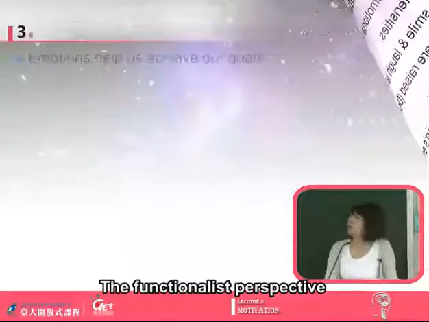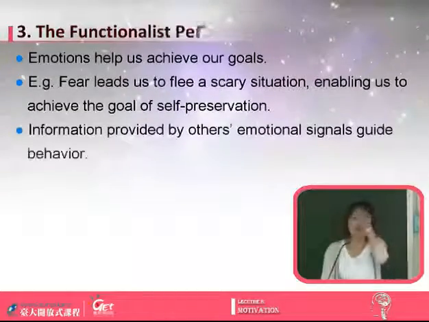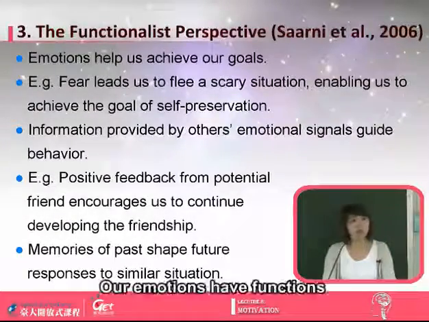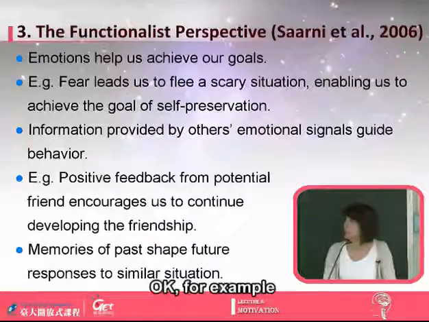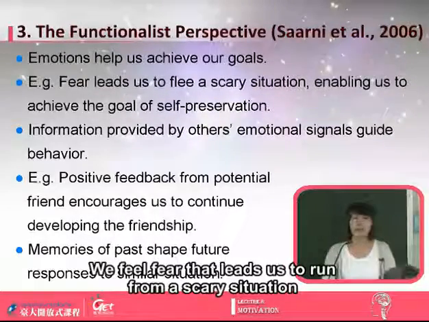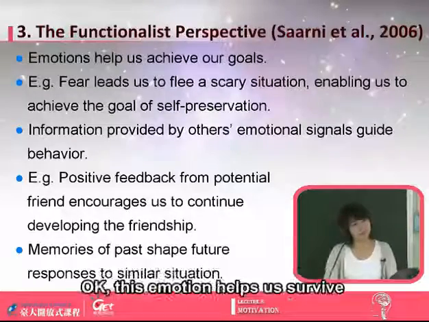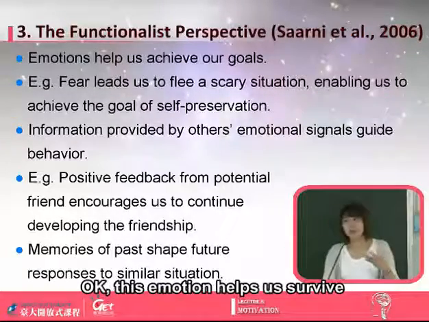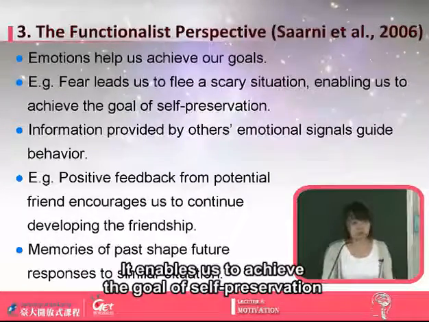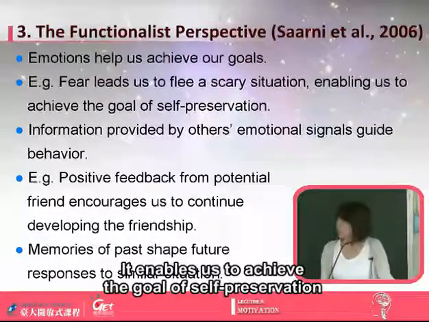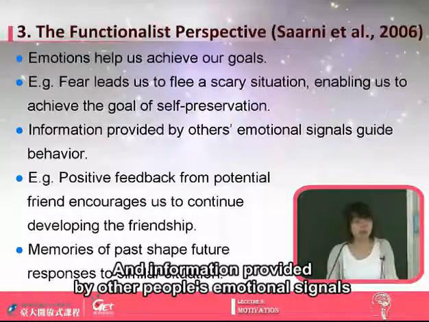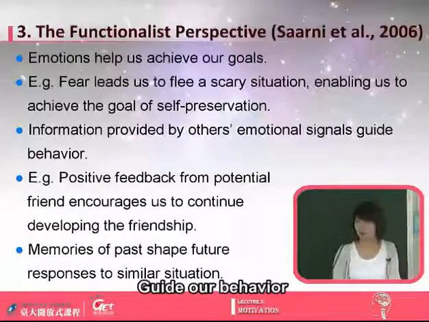The functionalist perspective proposes that emotions help us achieve our goals. Our emotions have functions. For example, we feel fear that leads us to run from a scary situation. This emotion helps us survive. It enables us to achieve the goal of self-preservation. And information provided by other people's emotional signals guide our behavior.